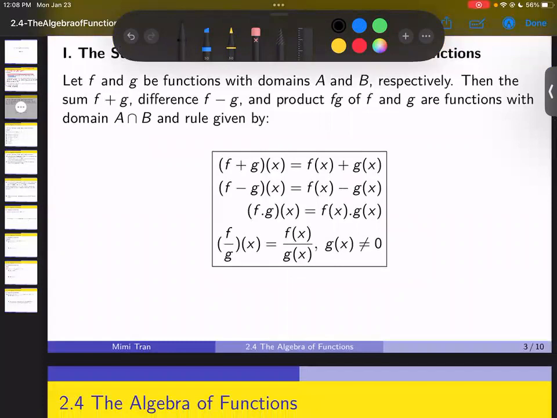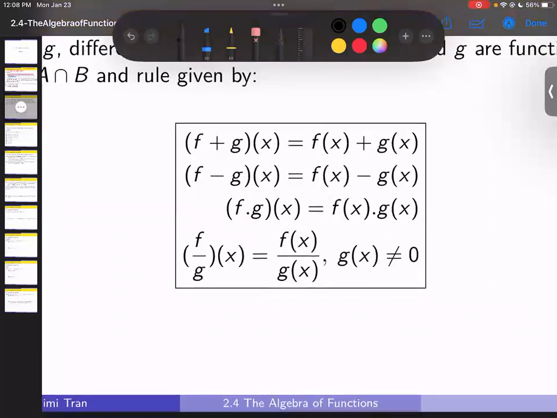Here are some properties. f plus g of x is equal to f of x plus g of x. This is due to the linearity of the function. I'm not going to prove it here. This is from proof-based math, like 300 level math. You just have to take it at face value here.